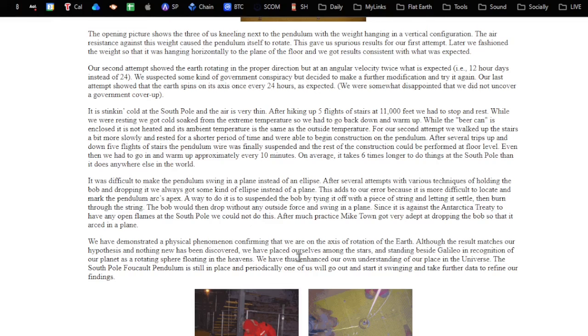We have placed ourselves among the stars and standing beside Galileo in recognition of our planet as a rotating sphere floating in the heavens. We have thus enhanced our own understanding of our place in the universe. The South Pole Foucault pendulum is still in place, and periodically one of us will go down and start it swinging and take further data to refine our findings.